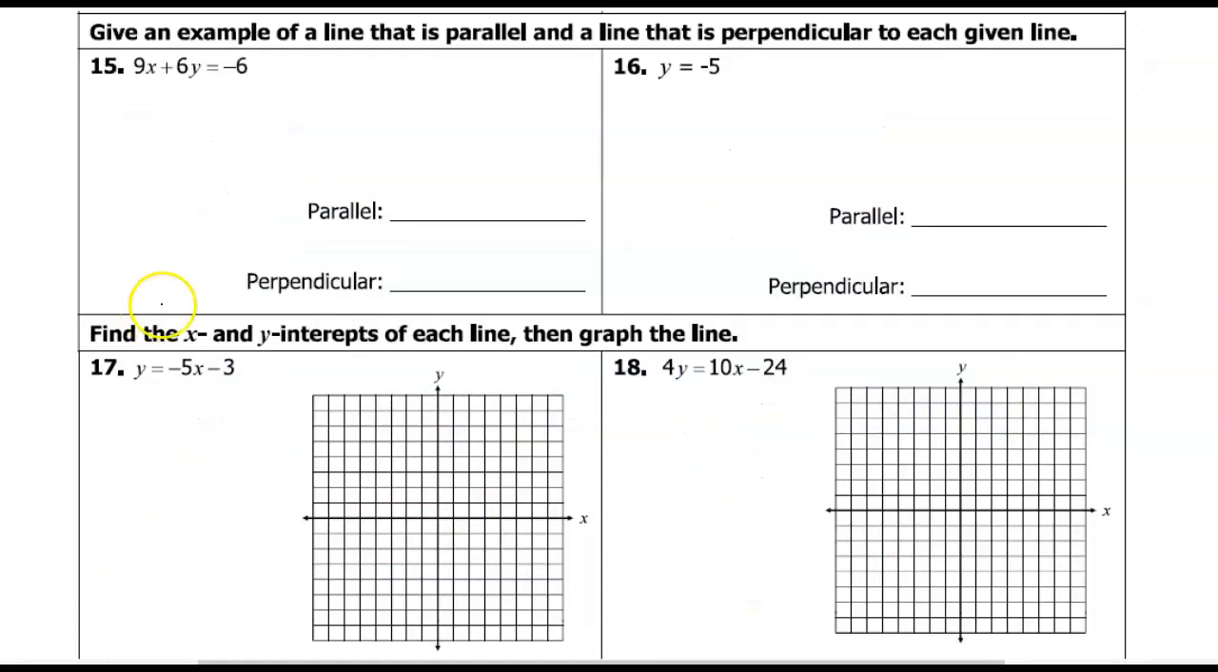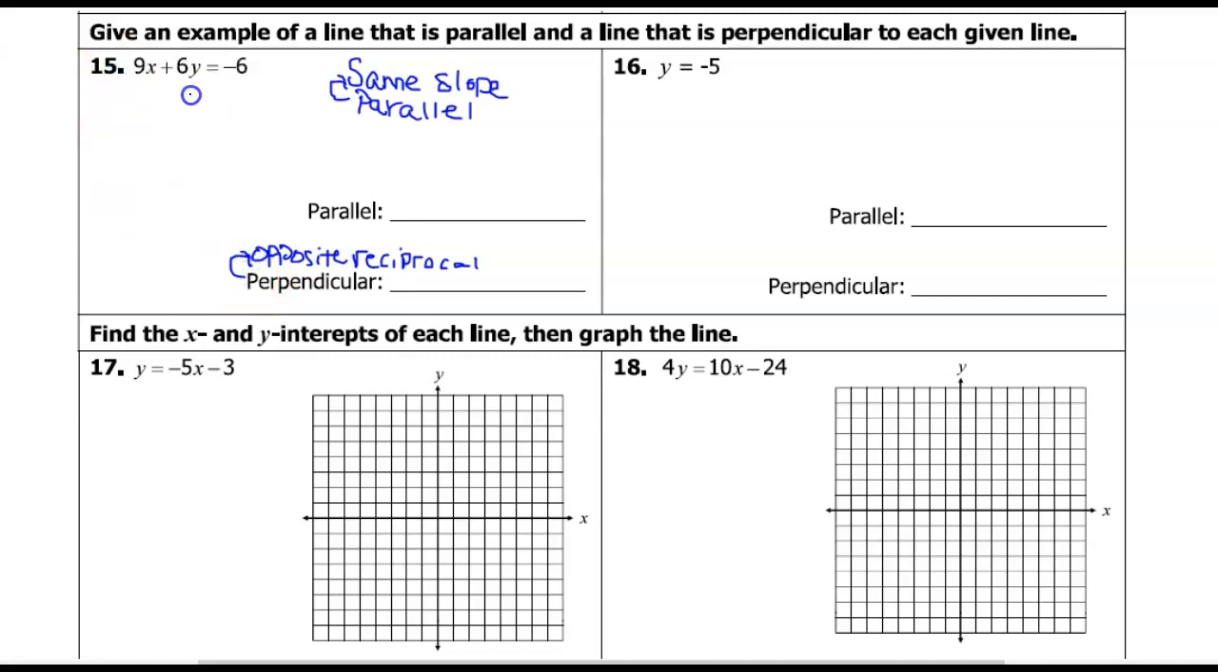Okay, the next one says, give an example of a line that is parallel and a line that's perpendicular to each given line. So here we go. An example of a line that is parallel. Well, I know parallel means that it has the same slope. Okay, for our parallel line, same slope. Perpendicular means that it is the opposite reciprocal. Okay, so that's our perpendicular line.